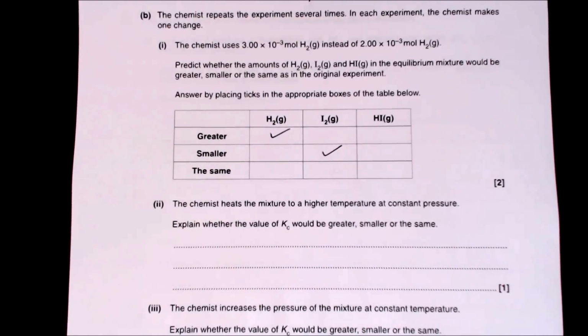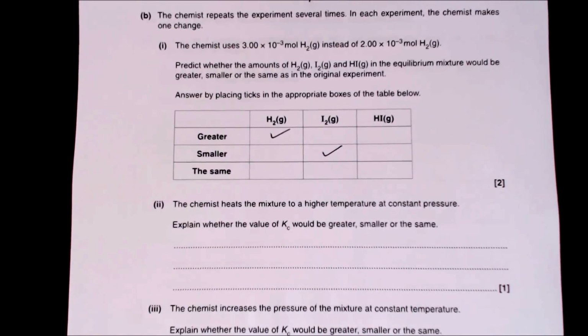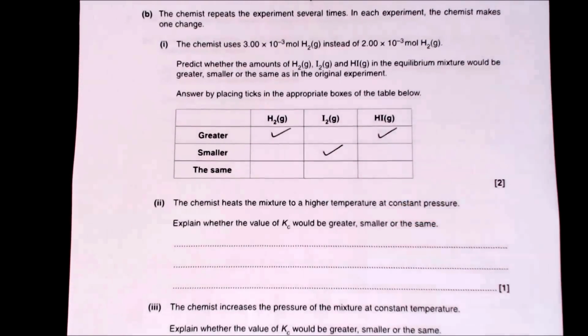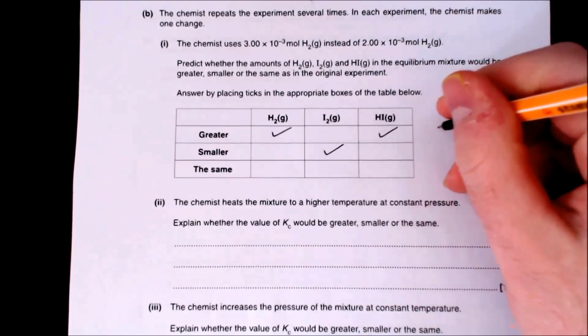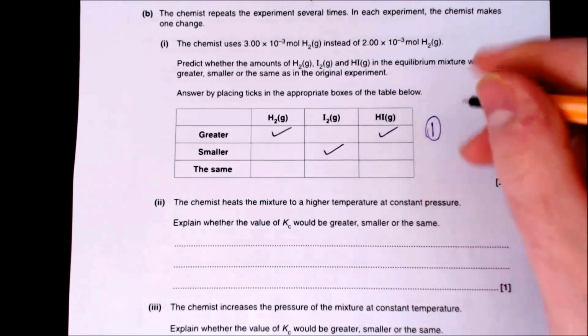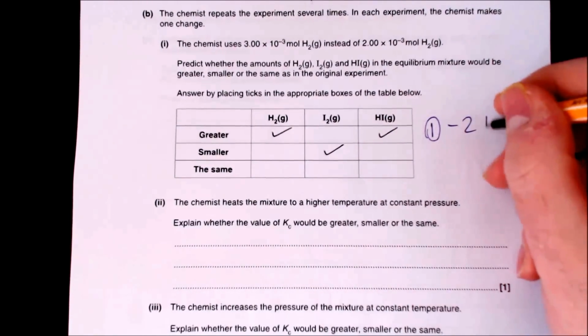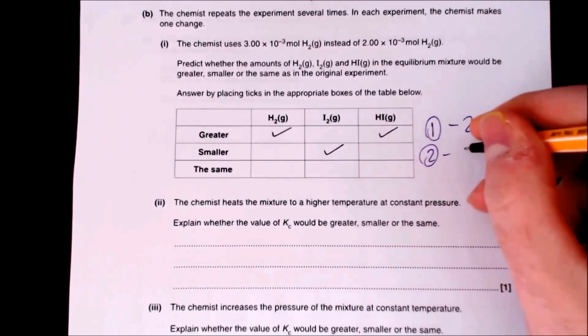As a result, because overall we're producing a little bit more, the iodine's been used up more, but we've put in more hydrogen compared to at the start. We should end up with more hydrogen iodide as a result. So you get 2 marks for this. Obviously you get both marks for having all 3 boxes ticked, but you would get 1 mark if you only had 2 boxes ticked correctly. So, but then you get 2 for obviously all 3.